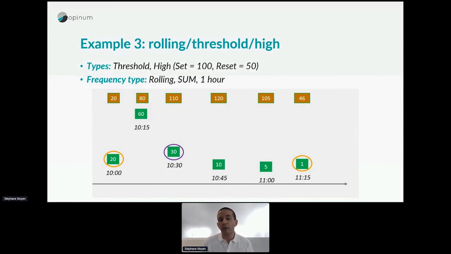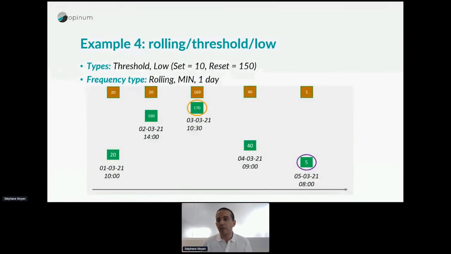And we go along, as you can see, the value goes above that value, but does not go below the reset value, so there's no change of state for the alarm until 11:15, when the aggregated value goes below 50, in this case 46, so the state of the alarm is not present again.